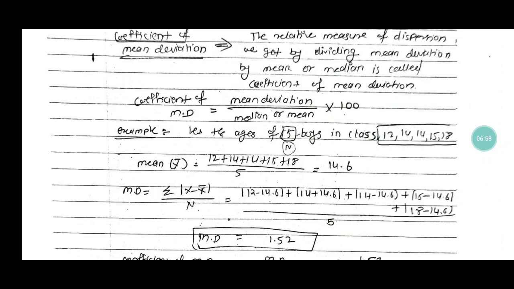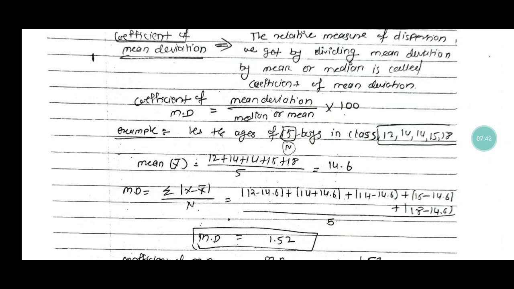If you were asking me about 12 minus 14.6, how we got it: 12 is the mean, that is where the boys are in the class. So 12 minus the mean, that is 14.6, plus 14 minus 14.6, since in the class 14 is also there. All of this is divided by 5, because in the class 5 boys are present.